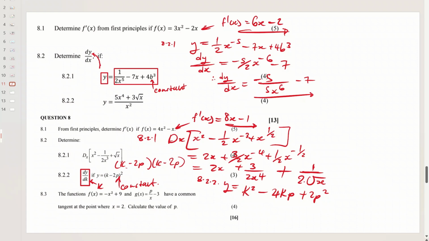This times this will give you k squared. This times this will give you what? Give you minus 2kp, and then times this by 2, get you minus 4kp. This times this will give you, okay, this times this will give you a positive 4 into 4p squared.